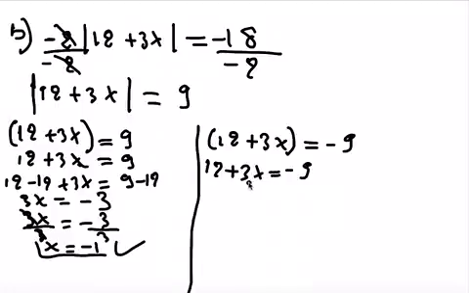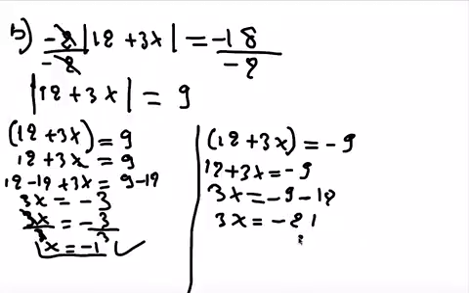Now to get 3x alone, we have to subtract 12 on both sides. This one will be 0. 3x is equal to negative 9 minus 12, that's negative 21. We have to divide both sides by 3 to get x alone. X will be negative 21 divided by 3, that's negative 7.